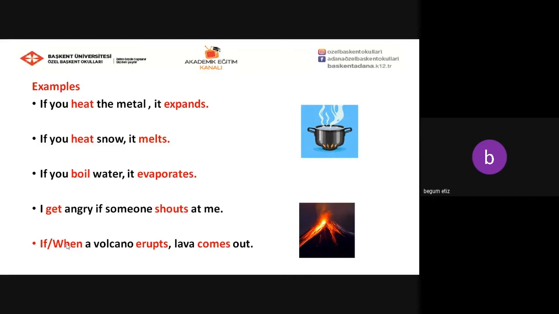As you see here, for if clause, we need to use present simple, and for main clause, we need to use present simple as well. Like heat expands, heat melts, boil evaporates, get angry or shouts, erupts, comes, as you see here.